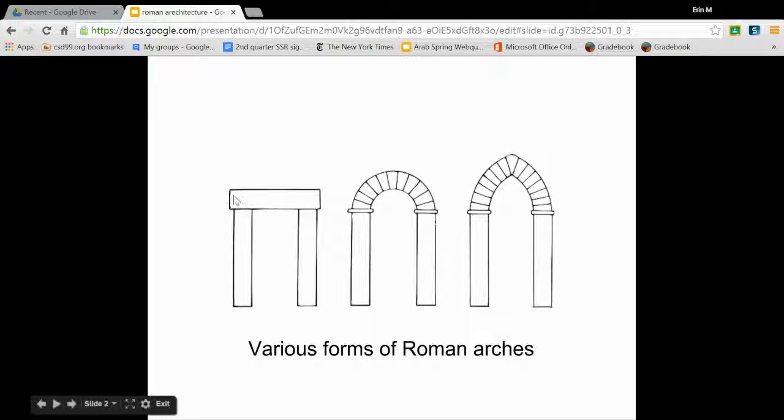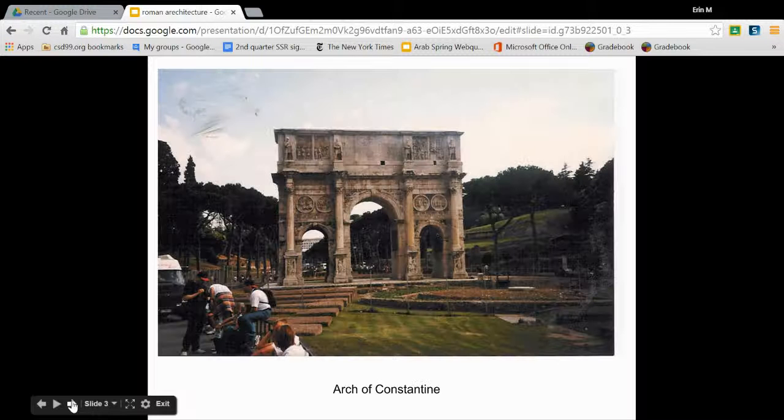We see this one over here being a little bit more flat. This one's a little bit more rounded. And then the one over here on the end is a little bit more pointed. All were used throughout Roman architecture.